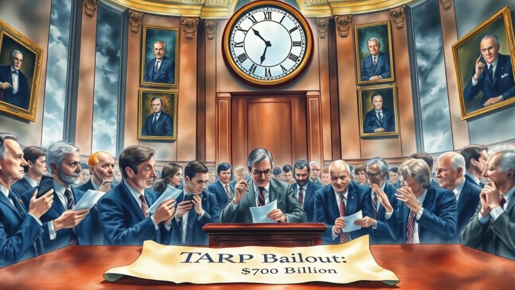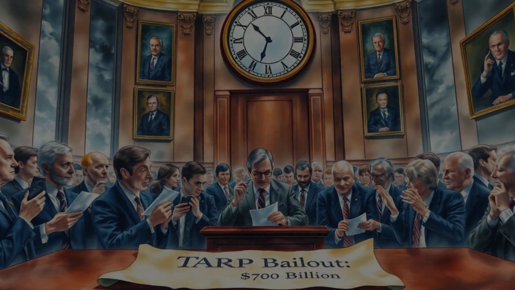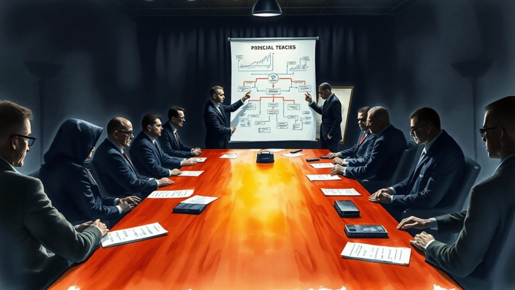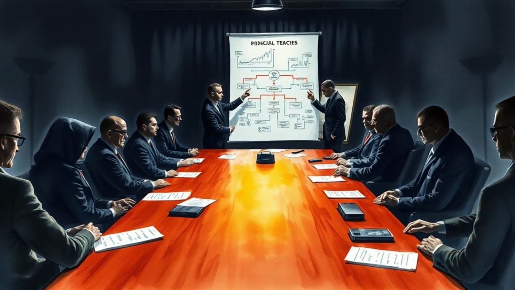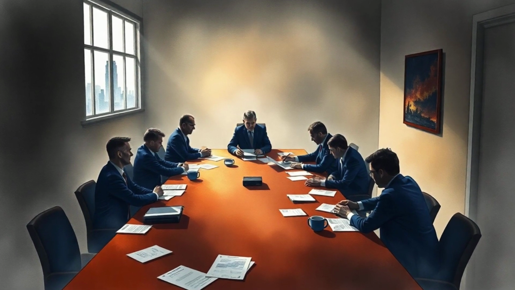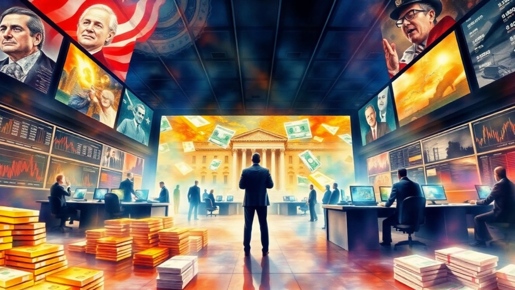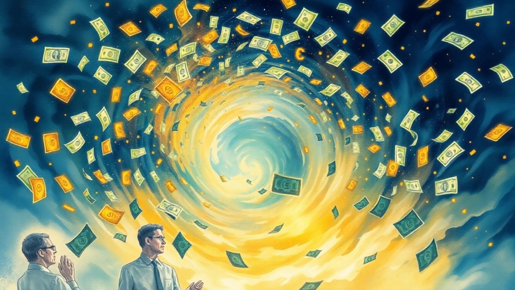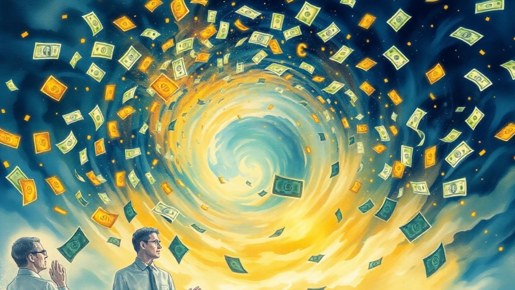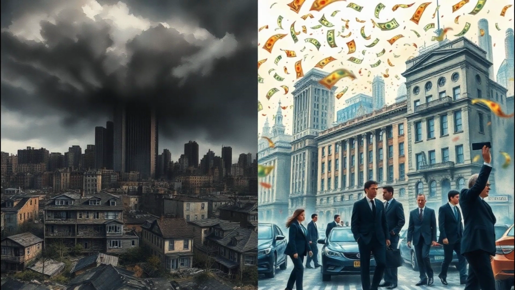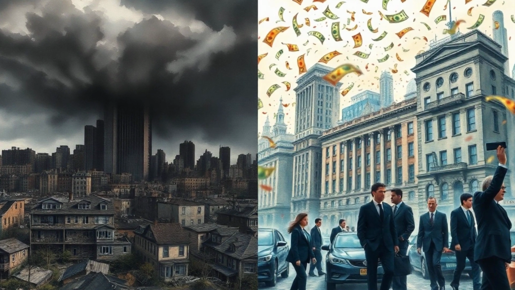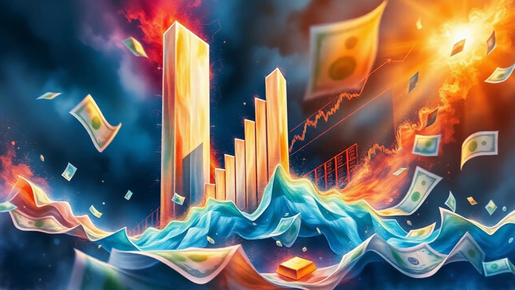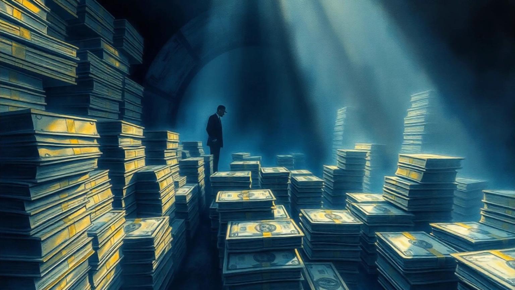Congress passed the $700 billion TARP bailout. Stage 3, secret meeting. The Fed, Treasury, and Wall Street executives coordinated behind closed doors. Stage 4. Centralized control. The Fed launched quantitative easing, QE, a fancy term for printing trillions of dollars out of thin air. Between 2008 and 2014, the Fed's balance sheet exploded from $800 billion to $4.5 trillion.